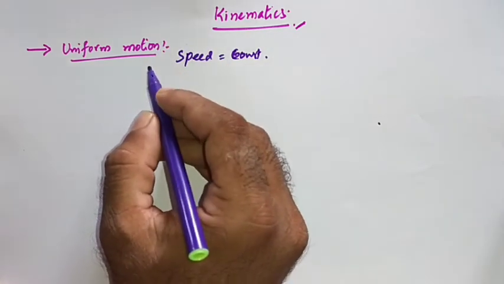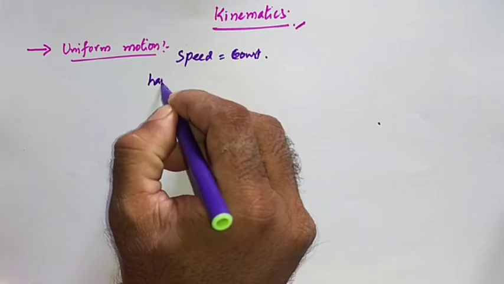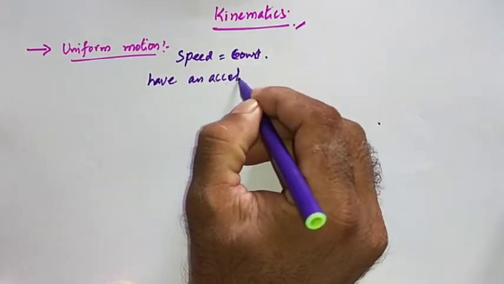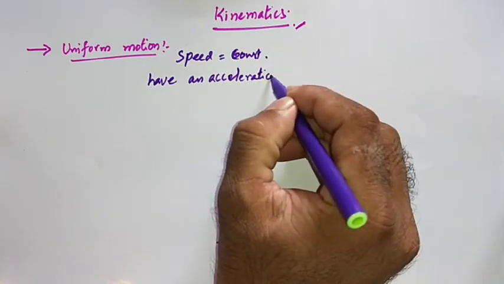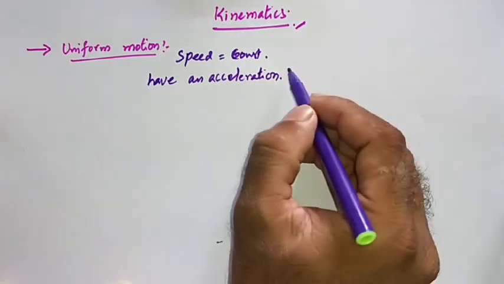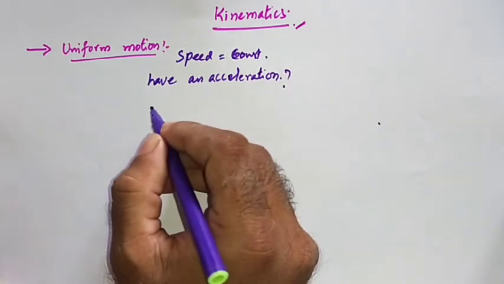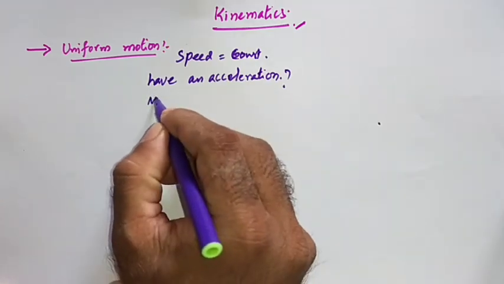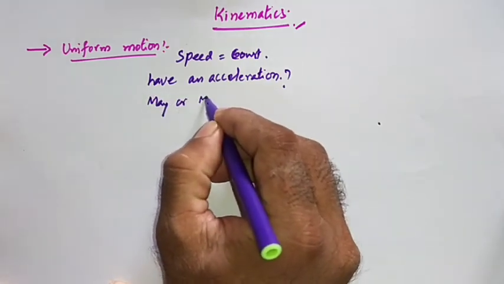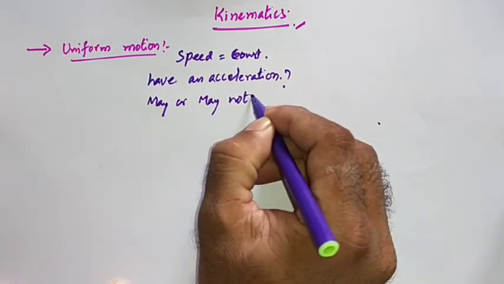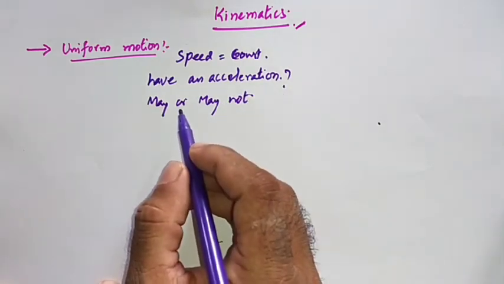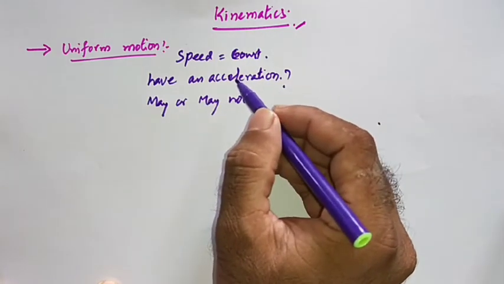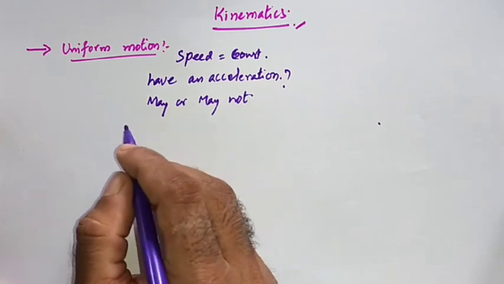Right, here does the body have acceleration? If a body is in uniform motion, does it have any acceleration? What is your answer? Right, it may or may not. May or may not means under what circumstances the body has acceleration, and under what conditions the body will not have acceleration, let us see.